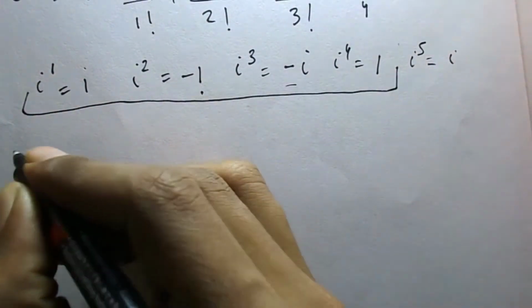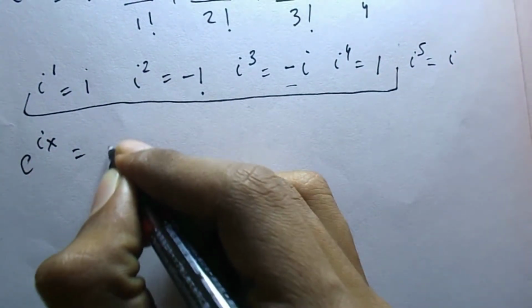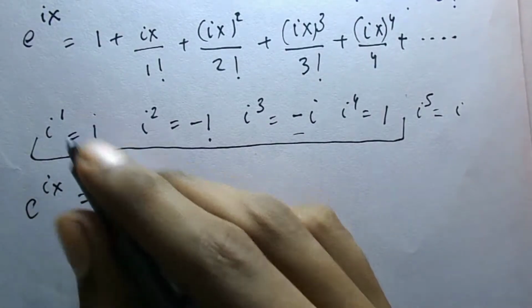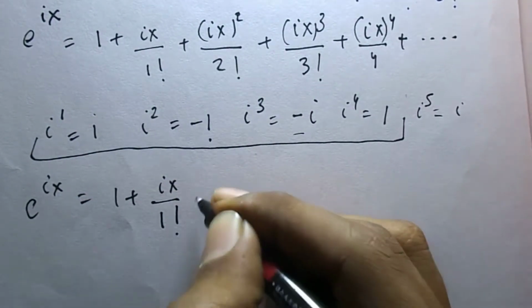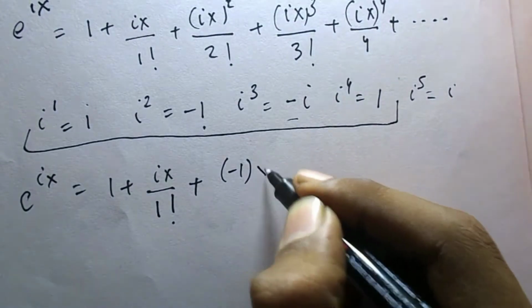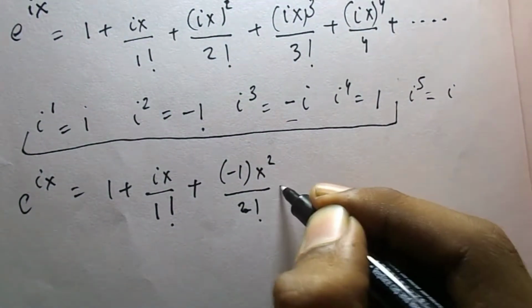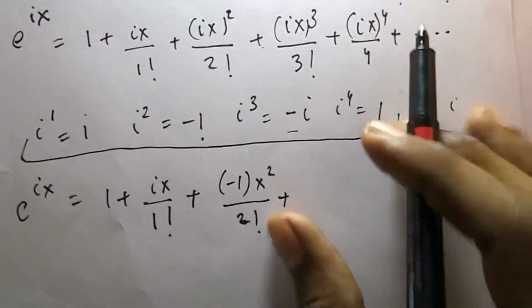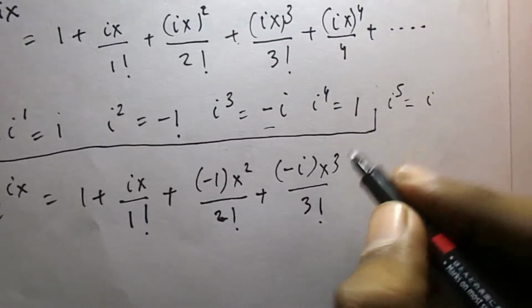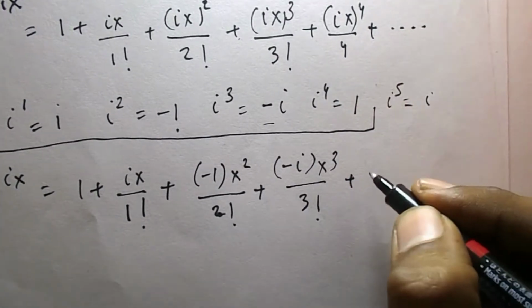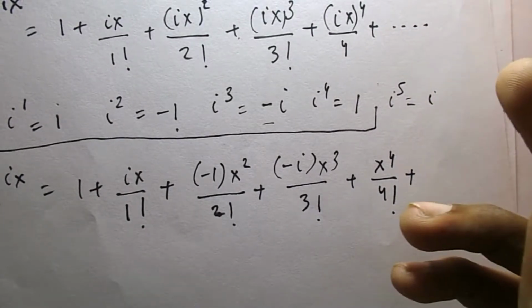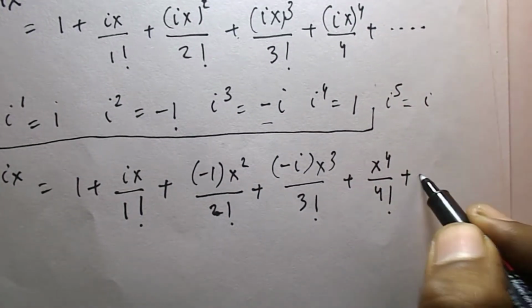So what I do is that I just write e to the power ix, and here I add 1 plus ix, which remains as it is because i to the power 1 is 1, divided by 1 factorial, plus i squared x squared, so i squared is negative 1, so negative 1 times x squared divided by 2 factorial, plus i cubed x cubed is negative i, so it's negative i times x cubed by 3 factorial, plus i to the power 4, x to the power 4 is just positive 1, so it's x to the power 4 by 4 factorial, and then again the i to the power 5, x to the power 5, that I have not written here, but you can make out the values.